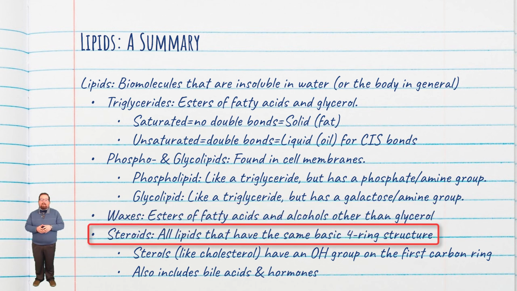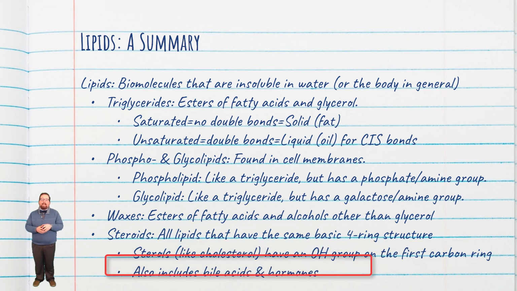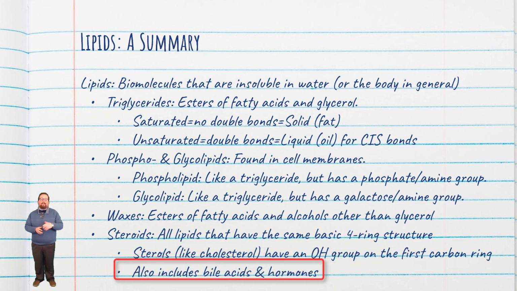And lastly, steroids all have the same basic 4-ring structure, with other groups attached to it. Among the steroids are the sterols, like cholesterol, that have an OH group attached to a specific carbon on the first carbon ring, as well as bile acids and hormones.